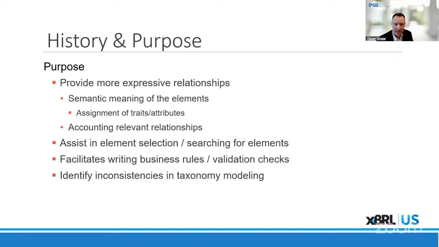The intent of the meta model is to assist in element selection and searching for the elements included in the taxonomy, and to facilitate the writing of business rules and validation checks. We can already see that in play with the meta model, as there are several DQC rules that are now leveraging relationships included within the meta model. It also is very helpful in identifying inconsistencies in taxonomy modeling.